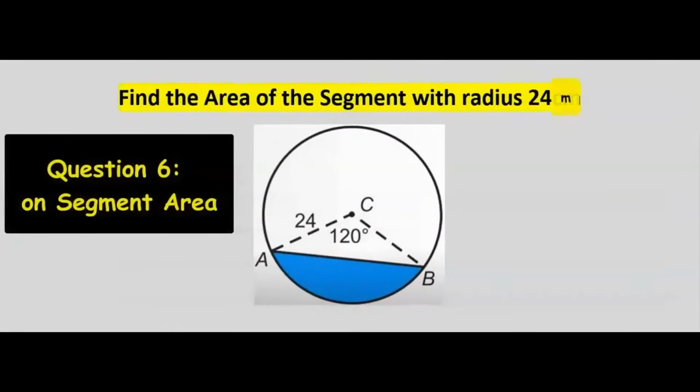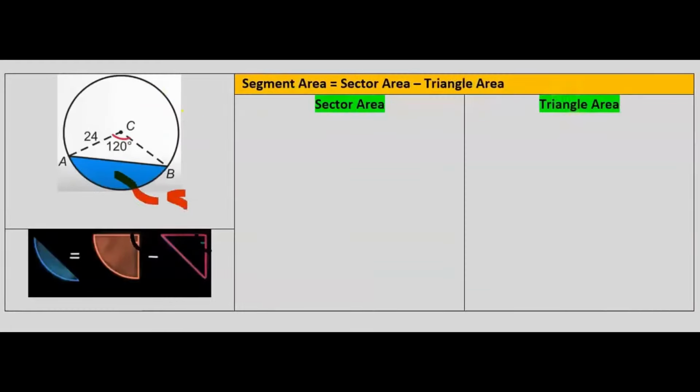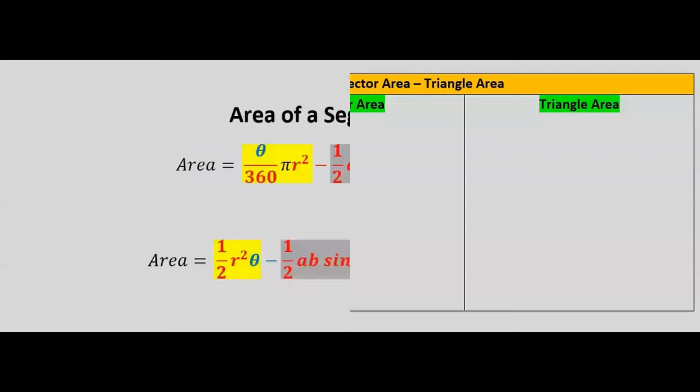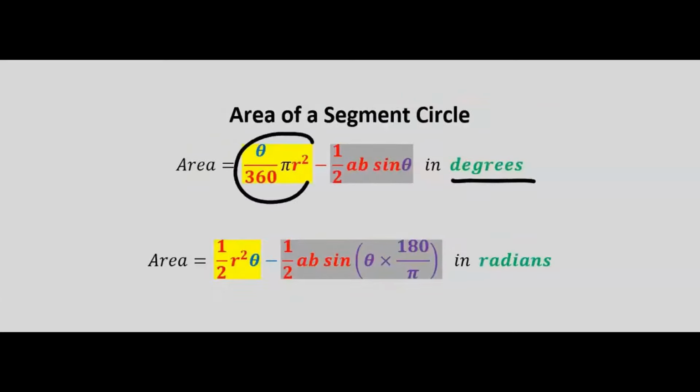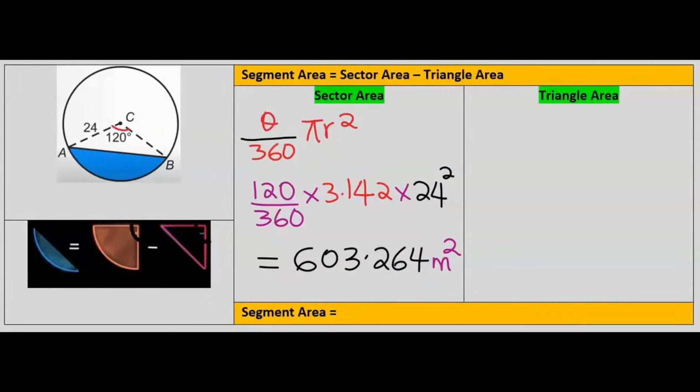Find the area of the segment with radius 24. We want to find the area of this segment, which is enclosed in a sector. Step number 1. Consider the angle at the center. The angle at the center is in degrees. Hence, we're going to use area of the sector minus area of the triangle. In step number 2, we choose the right formula. And in step number 3, we're going to write out the formula and substitute.